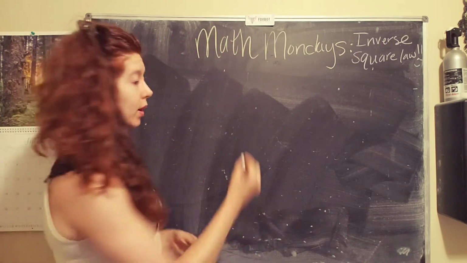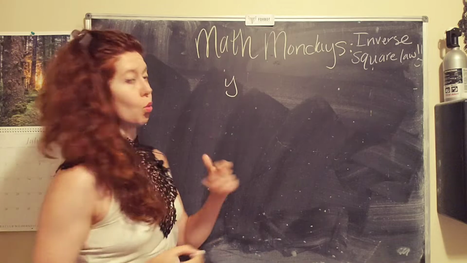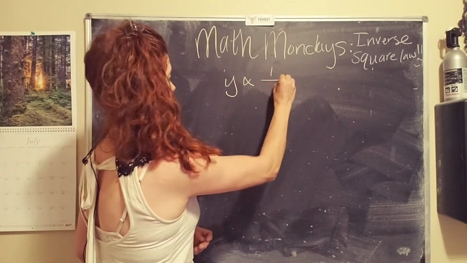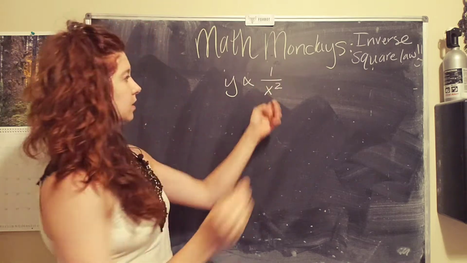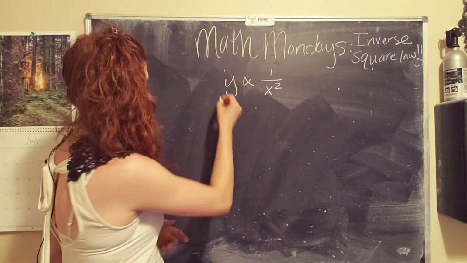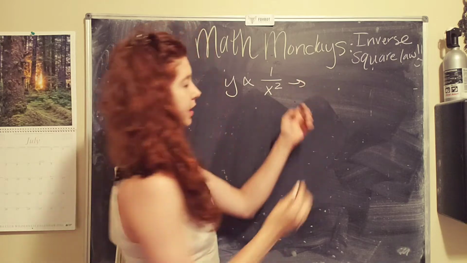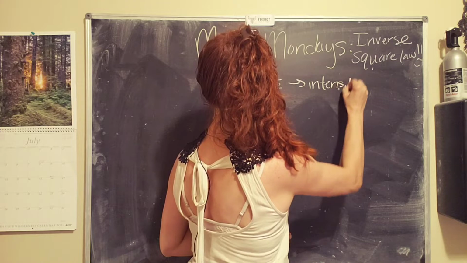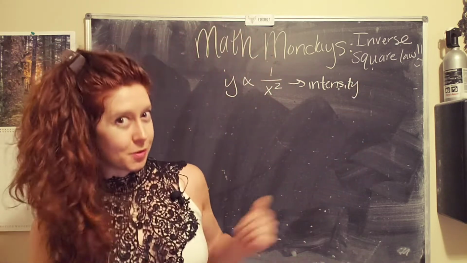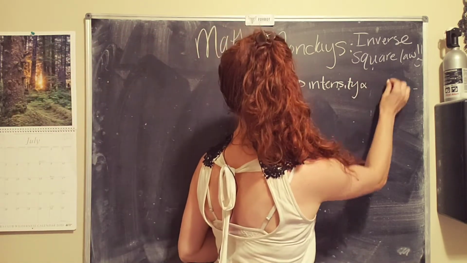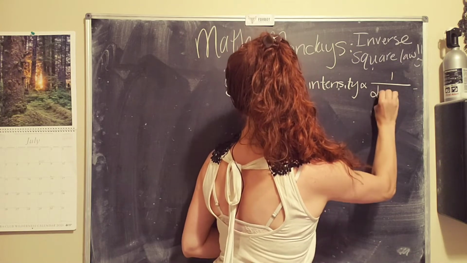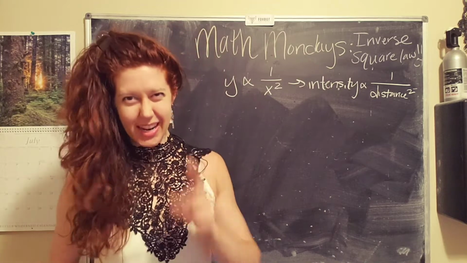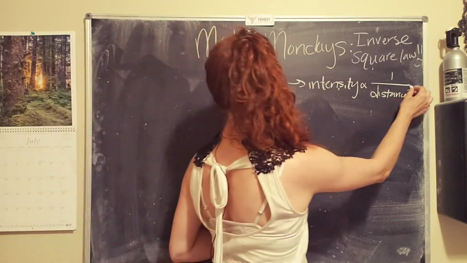The inverse square law says that some number y is proportional to the inverse square of some other number. And in science, typically what we're talking about is the intensity of, let's say, the force of gravity is proportional to 1 over the distance squared. Because it's the inverse square law, you gotta have that square right there.